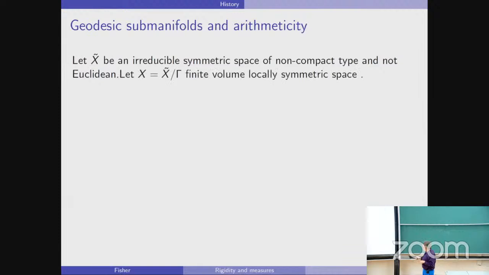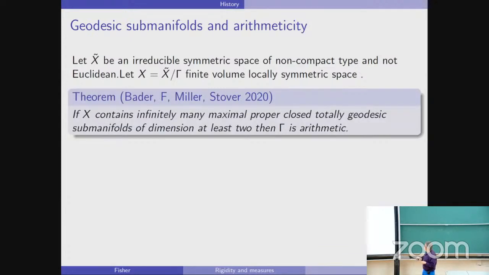And then I want to think about some manifold that's X tilde mod gamma and has finite volume, so it's a finite volume locally symmetric space. And then the theorem, due to myself and Bader, Miller, and Stover in 2020, says: if this X contains finitely many maximal proper closed totally geodesic submanifolds of dimension at least 2, then gamma is arithmetic. And closed and totally geodesic, I'm going to take for granted that we know what those mean.